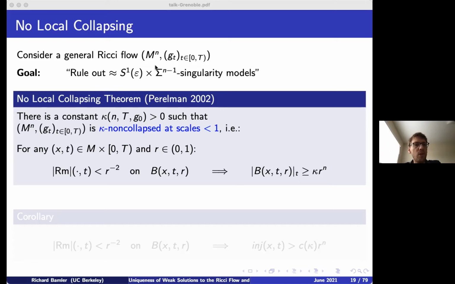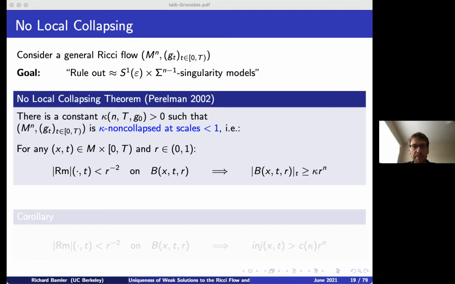now helps us to rule out these singularities, because if we had an S1 fiber, an S1 factor that would contract, that would become smaller and smaller, then this would not increase the curvature but decrease the volume. So if epsilon was very small, then for maybe some small enough r, we would still have this condition. But assuming epsilon is very small, this condition would be violated. So this theorem allows us to rule out these types of singularity models.